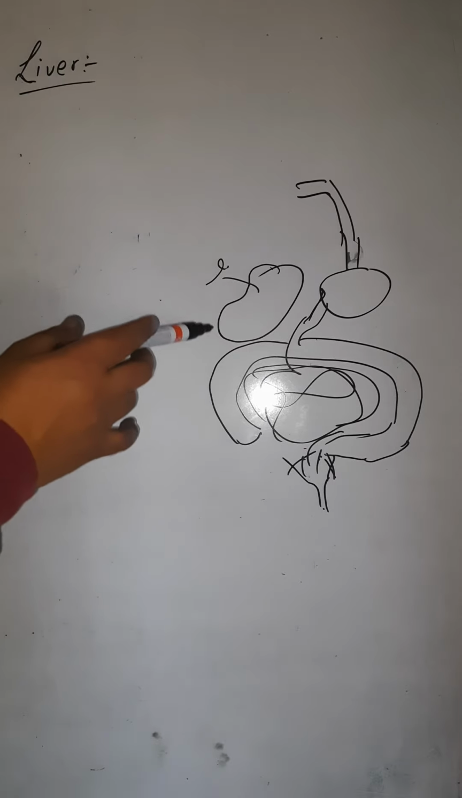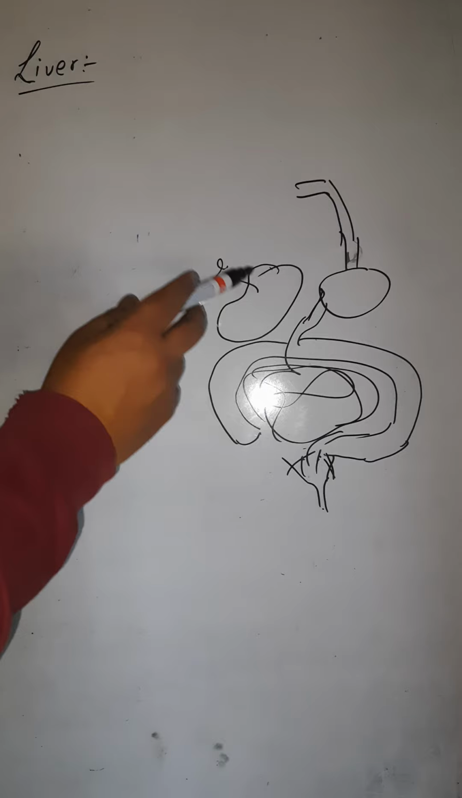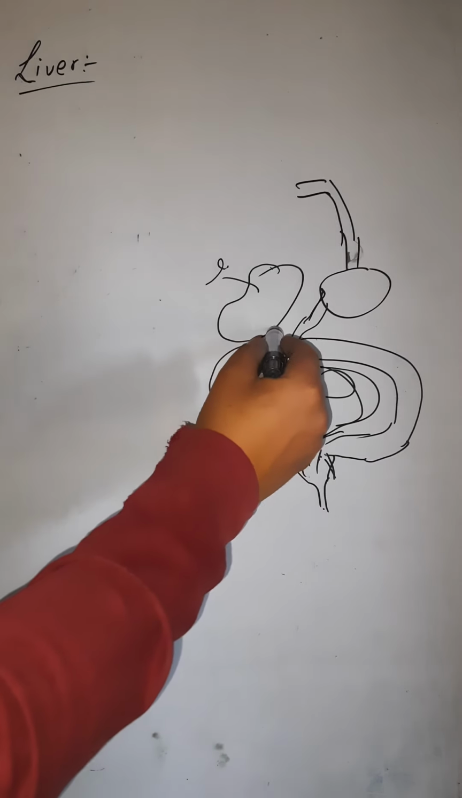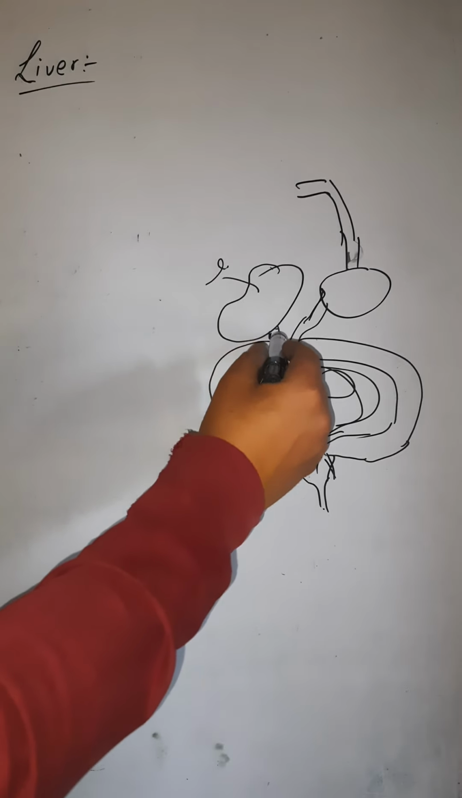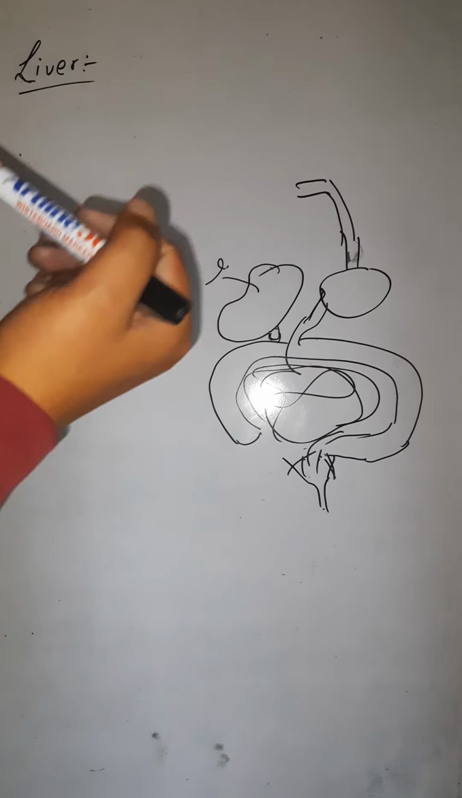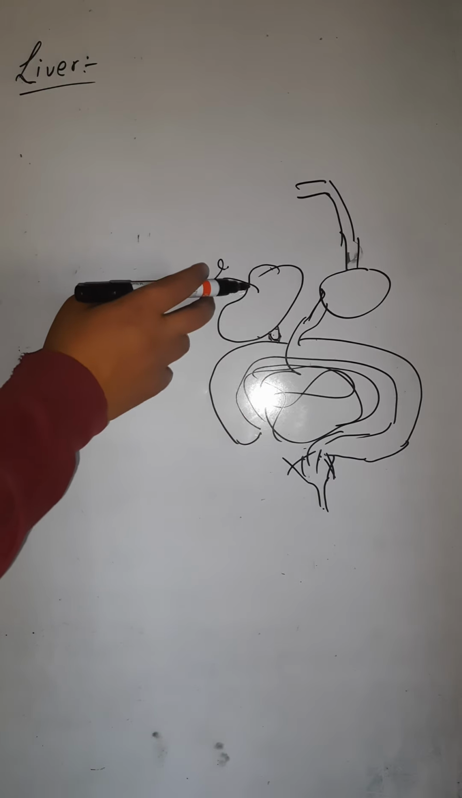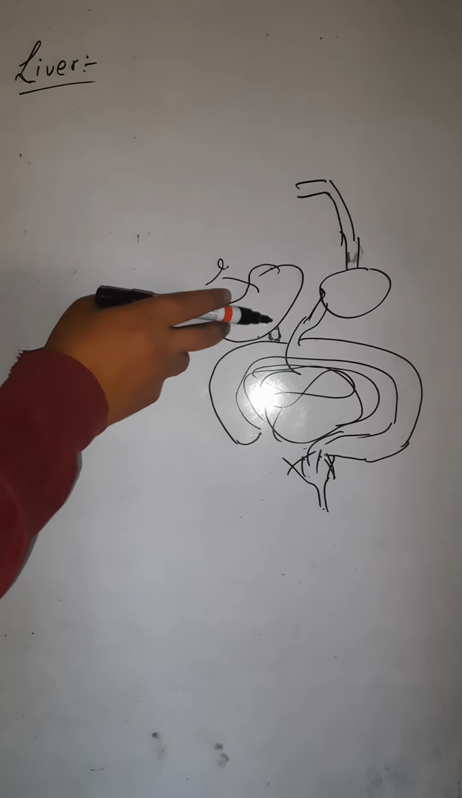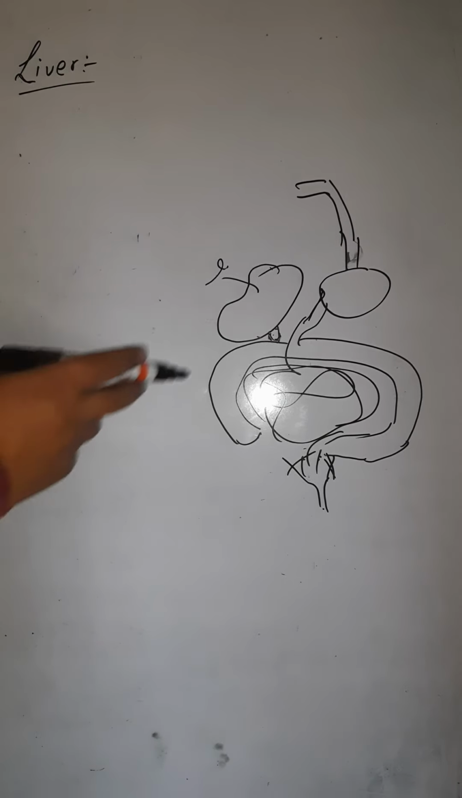What does it do? It secretes the bile juice. And when it secretes the bile juice, the bile juice gets stored in the gallbladder. Just downside to the liver, you can see a simple gallbladder here. In the figure which you have made, you must have made this gallbladder also. This is the gallbladder. While the liver is secreting the bile juice, the bile juice gets stored in the gallbladder.